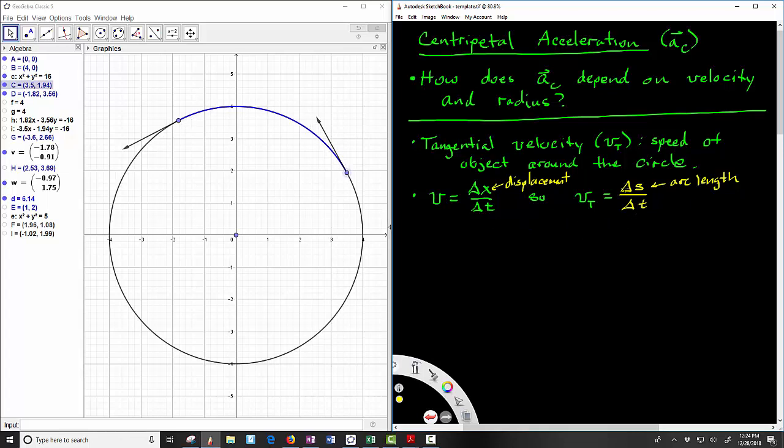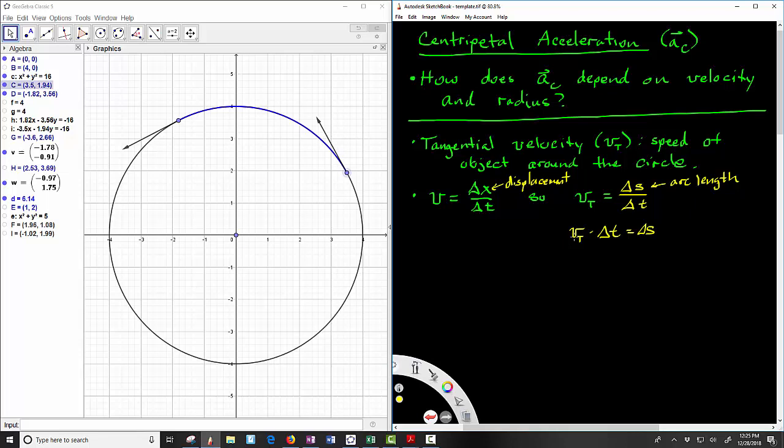If I rearrange this, then I get the tangential velocity times time is equal to the arc length, delta S. There you go, arc length. And what we want to see is how the velocity is going to change the acceleration.